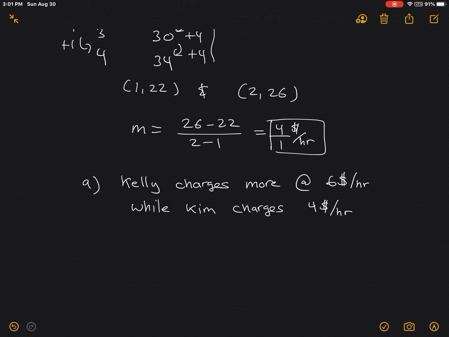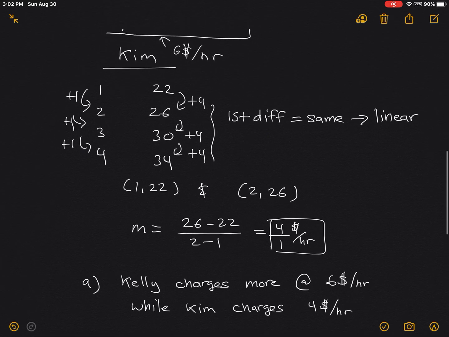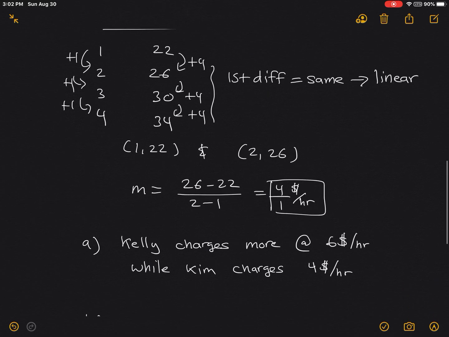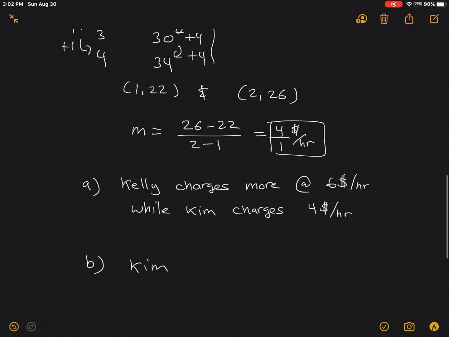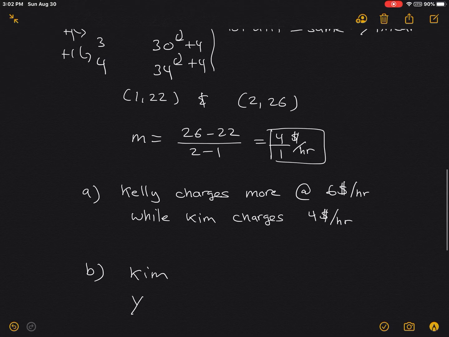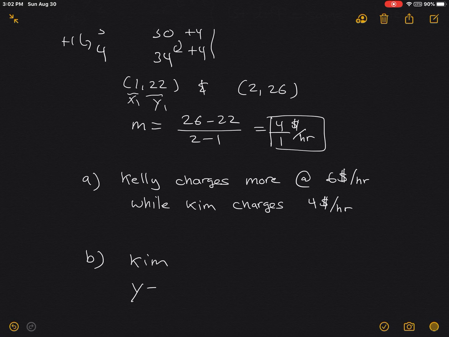All right, now to answer part B. It says, how many hours must Kim and Kelly babysit for their total fees to be the same? Well, we're going to have to write the equation of the line for Kim. So I think that might be useful. I'm going to write the equation of the line in point slope form. So for Kim, we already have the slope. I'm going to use this point as my (x1, y1). So y minus 22 is equal to 4(x minus 1).